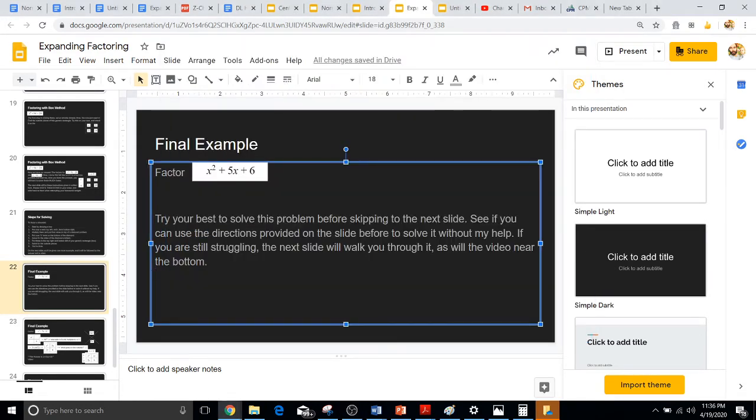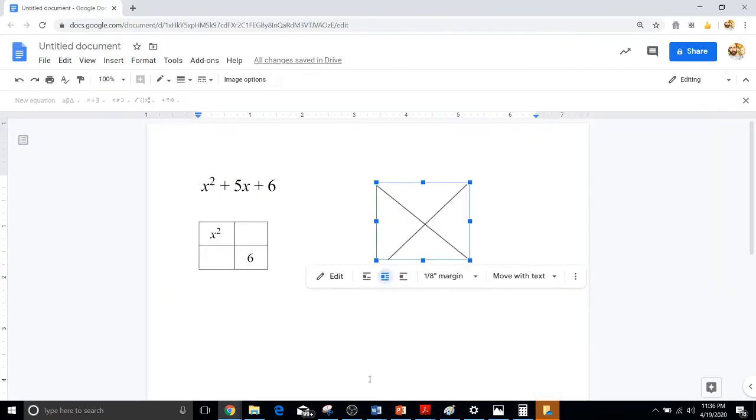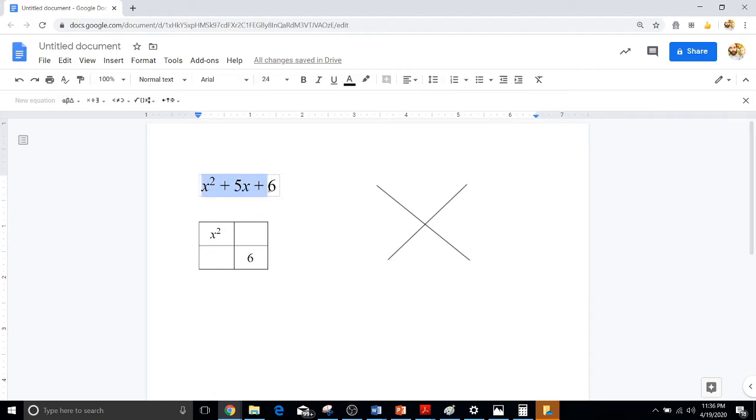If you take a look in our final example, we are given x squared plus 5x plus 6, and we are asked to factor this trinomial. So I've already started to prepare this a bit on a Google Doc. We have the exact same trinomial here. We also have our box and our diamond.